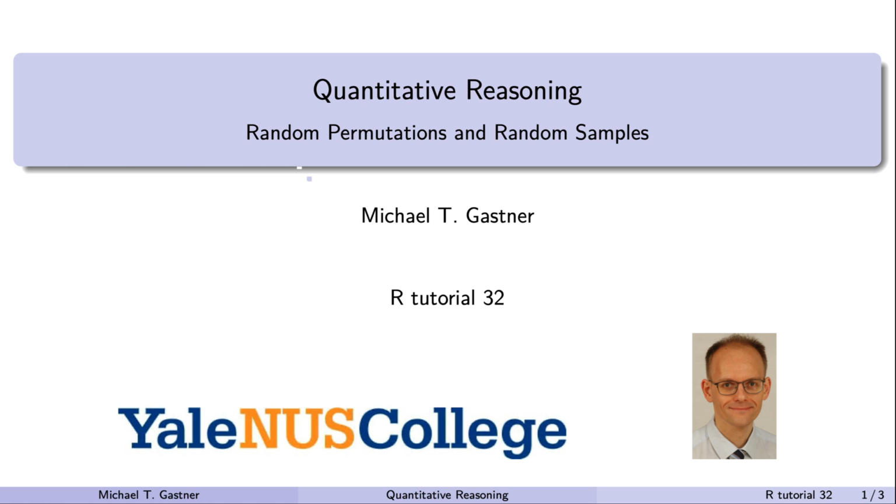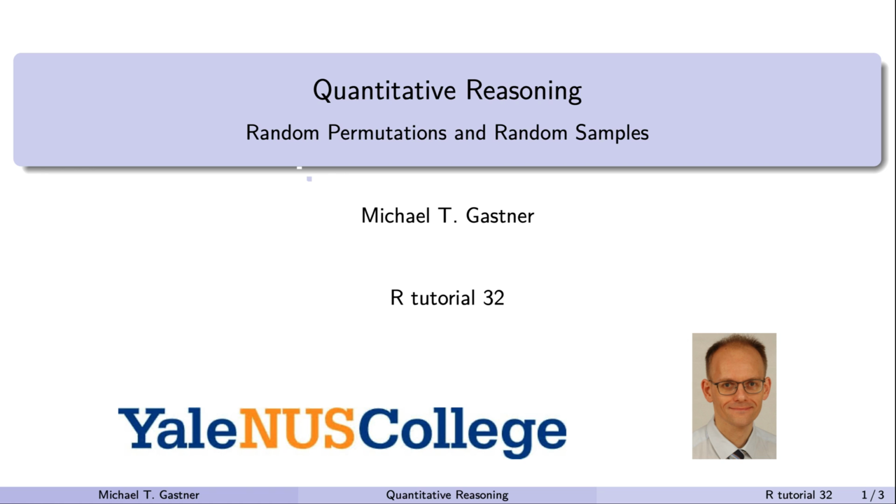In tutorial 26, we learned that we can generate normally distributed random numbers with the R function rnorm. Mathematically speaking, normally distributed random numbers can have infinitely many different values between minus infinity and plus infinity. If we want to generate random numbers from a finite set of objects, we need a different R function, sample.